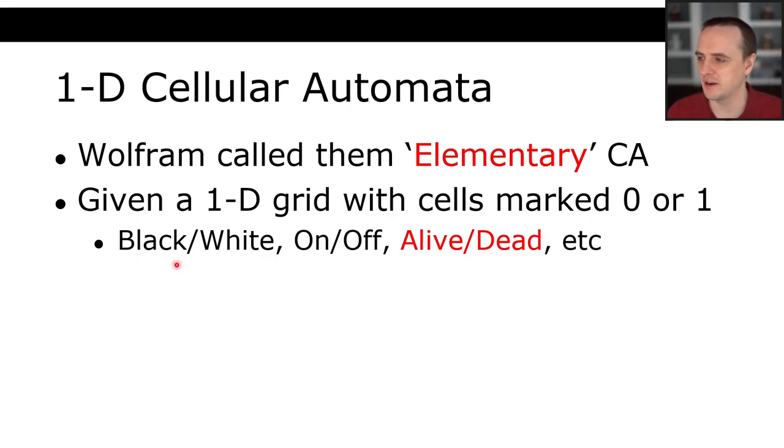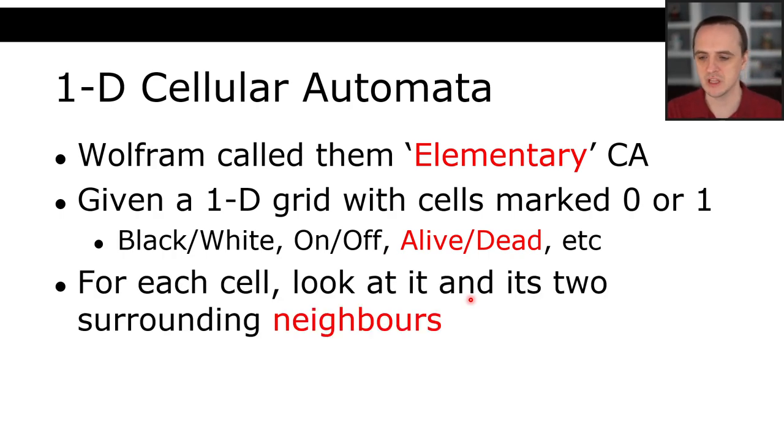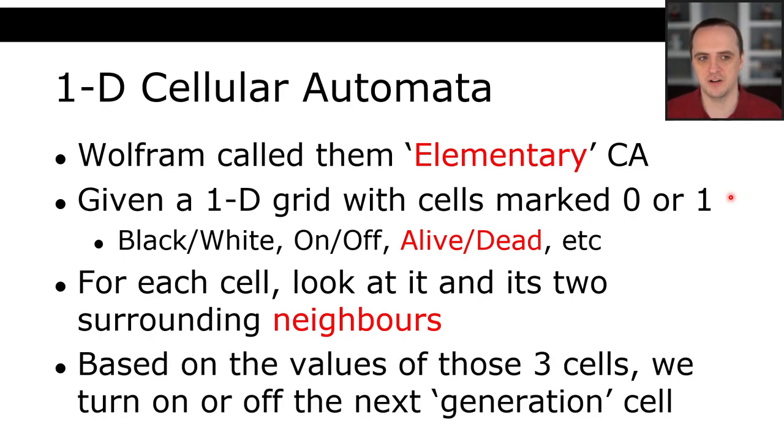So sometimes it just might be coloring for an image. It might be some Boolean state, on or off. It might indicate some organism that's alive or dead, for example. So for each cell, you're going to look at that cell and its surrounding two neighbors. I'm going to have an illustration of this, but I just want to describe it first. And based on the values of those three cells, we're going to turn on or off the next generation's cell.